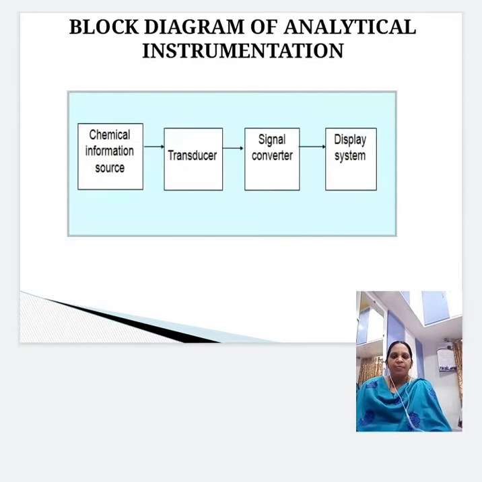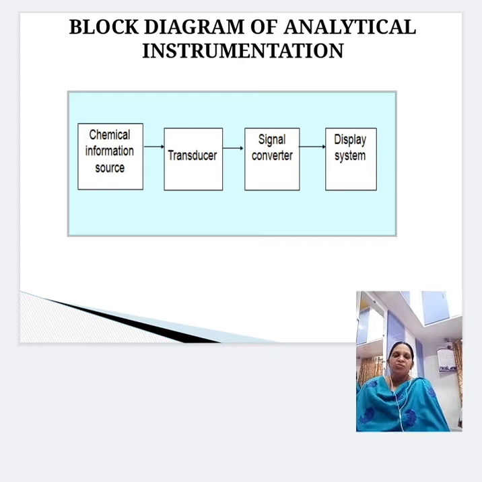Coming to the basic block diagram of analytical instrumentation, it comprises this analytical instrumentation. As I told you, it provides information on the composition of a sample of matter. They are employed to obtain qualitative and quantitative information about the presence or absence of one or more components of a given sample.